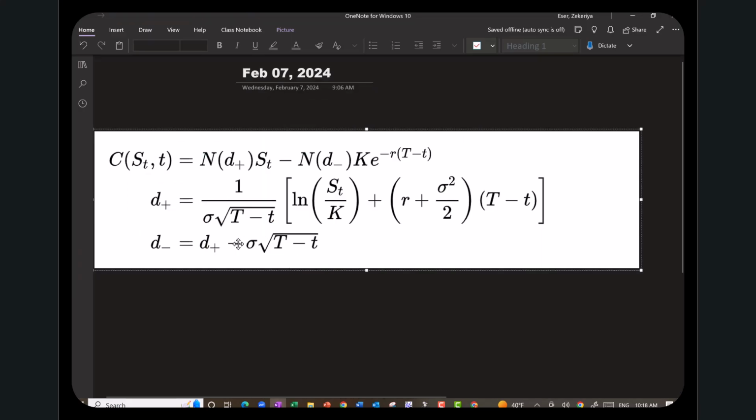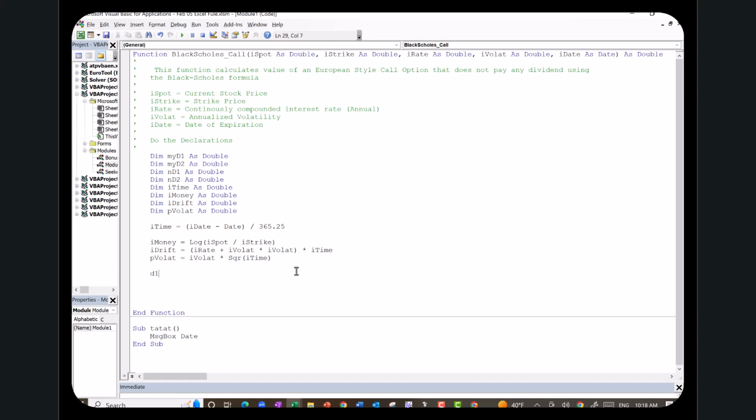So I have P volat, I money, I drift. Now I can calculate D1 and D2. Okay? My D1 equals I money plus I drift, the whole thing divided by P volat. My D2 is D1 minus P volat.